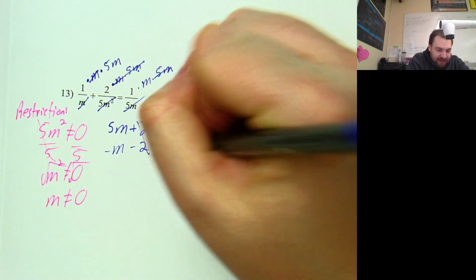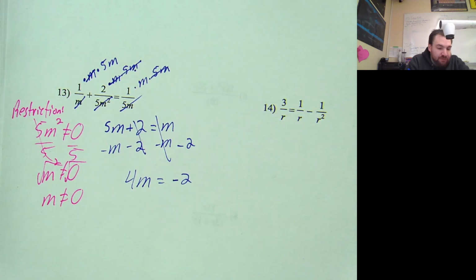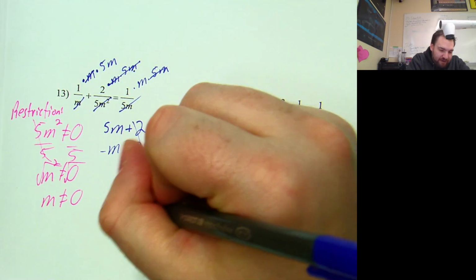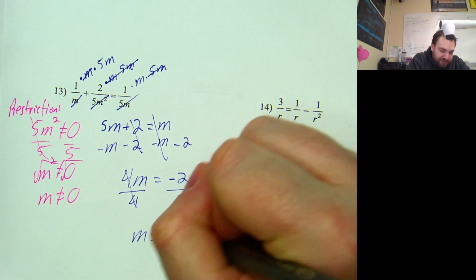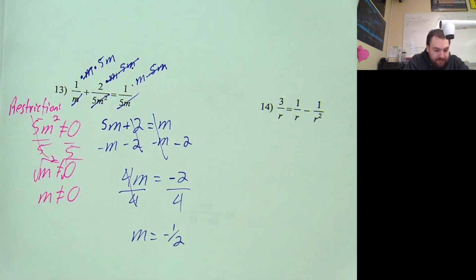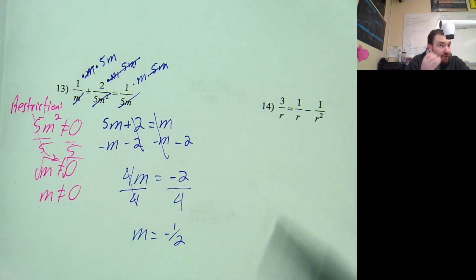There, my 2's are going to cancel. So I'm going to get 4m equals negative 2. Divide by 4, divide by 4. m is going to equal negative 1 over 2. Is negative 1 over 2 the same thing as 0? No, so we're good. And we're done.